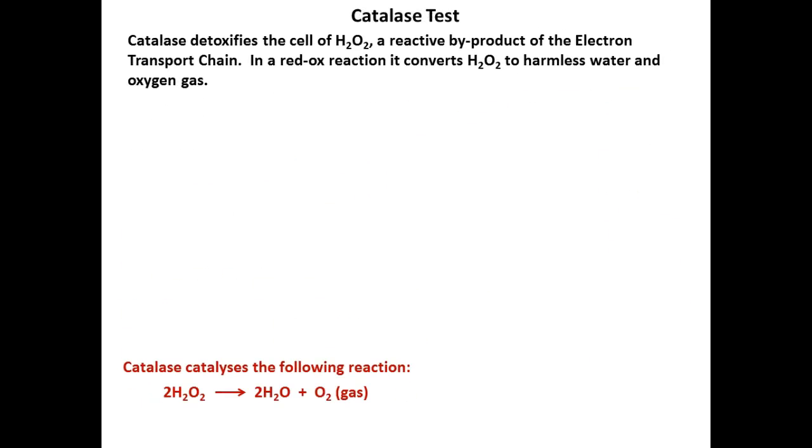So our catalase test is again testing for the presence of an enzyme. In this case, catalase. And catalase is an enzyme that breaks down hydrogen peroxide into water and gaseous oxygen. So it does what when you add it? It bubbles, right? Those bubbles, what's in those bubbles is oxygen gas.